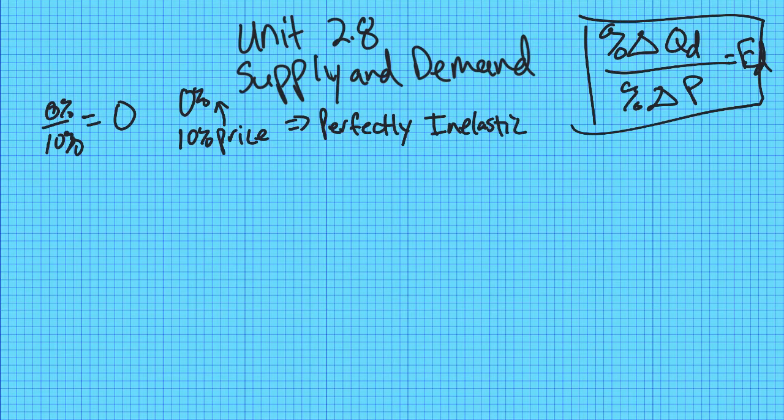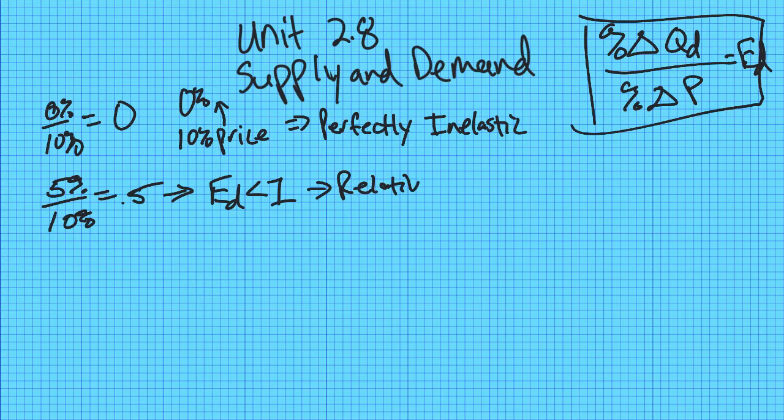Then we can change our range. We can say, okay, we had a 10% change in price, and remember, if we had a smaller reaction, we get something like 0.5. And we called that something less than 1. So if the elasticity of demand coefficient is less than 1, we can say it is relatively inelastic, but I'm going to write down relatively inelastic.